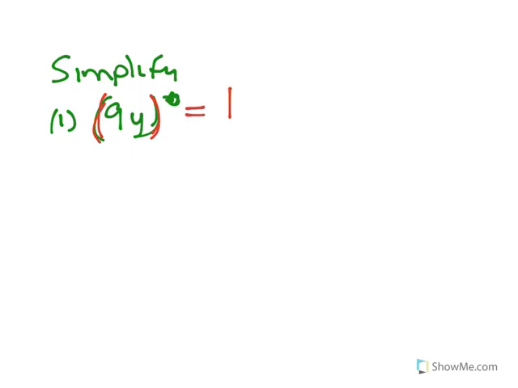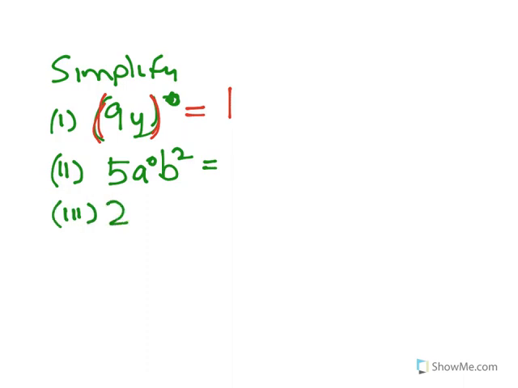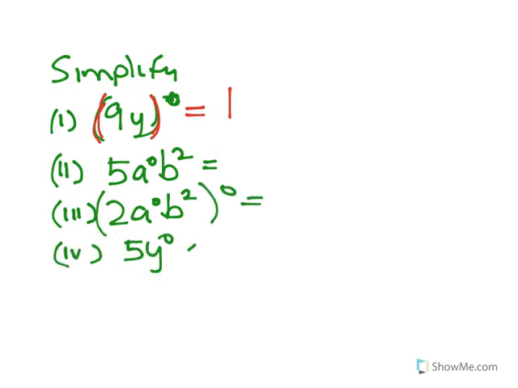Okay. What about if I put a bracket around it and I said 9y and I put that all to the 0? Now, when you have a bracket, the bracket actually owns what's inside. So that would equal 1. Next, 5a to the 0, b squared. Think about what that would equal. Then 2a to the 0, b squared, but then you put it all to the 0. And 5y to the 0 times 2a to the 0.